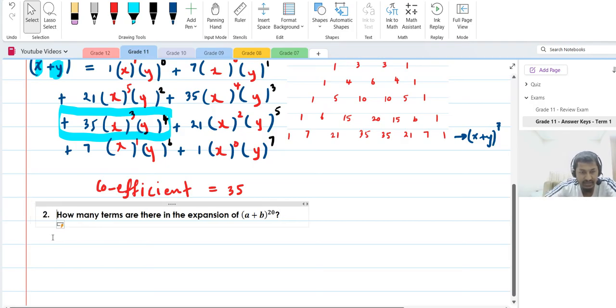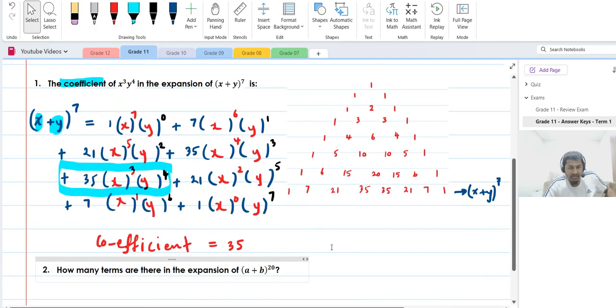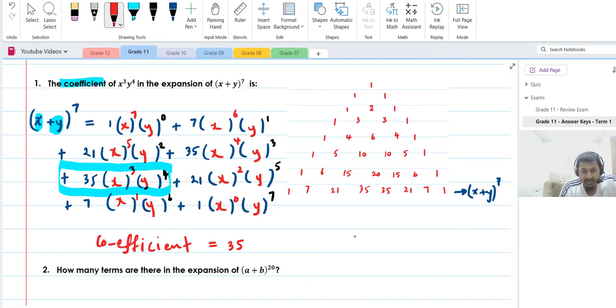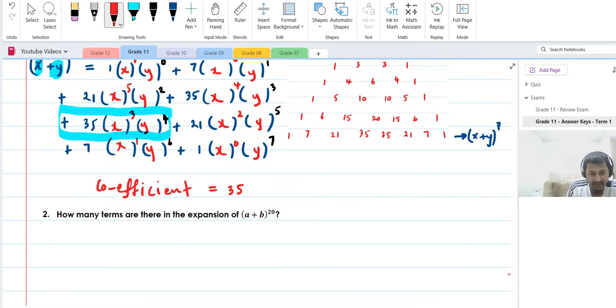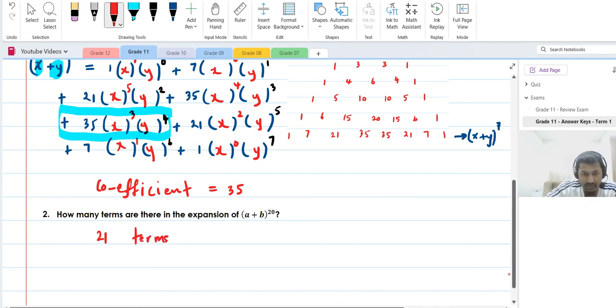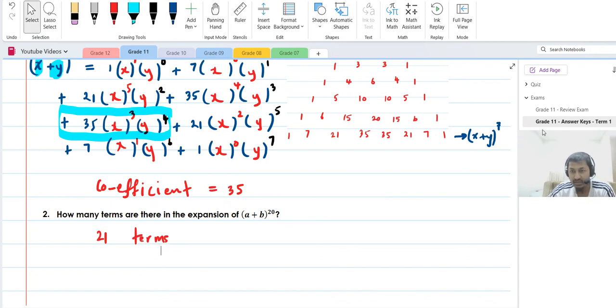Question number 2 says, how many terms are there in the expansion of a plus b to the power 20? So guys, when you expand x plus y to the power 7, you can see there are 8 terms: 1, 2, 3, 4, 5. So there's always one extra term. So how many terms are there in the expansion of a plus b to the power 20? 21 terms. So pretty easy question on binomial expansion. There are 21 terms in this.